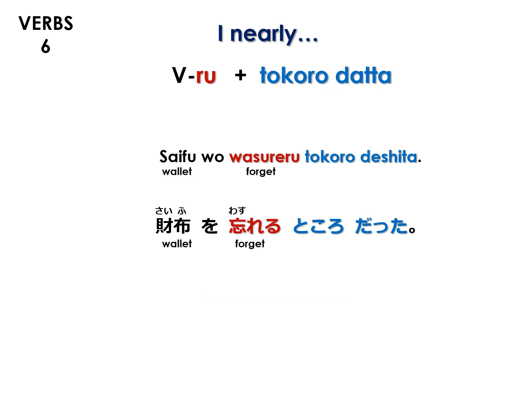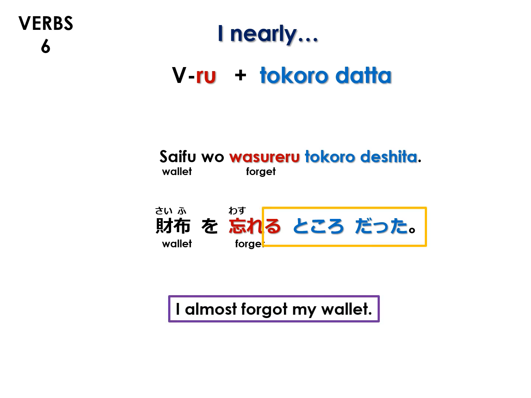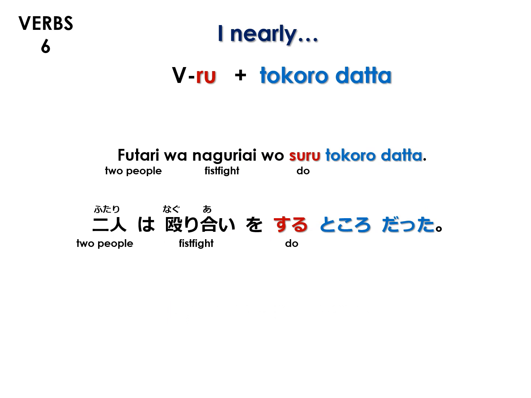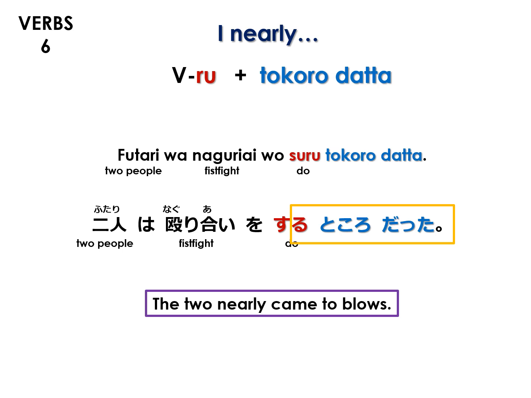財布を忘れるところでした。I almost forgot my wallet. 二人は殴り合いをするところだった。Translation: The two nearly came to blows.